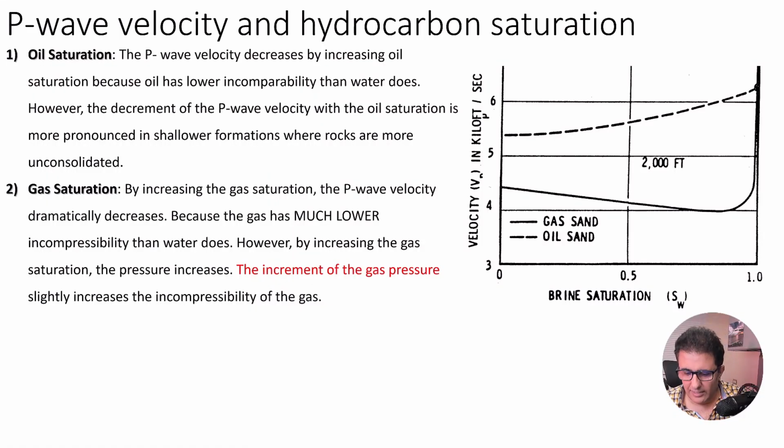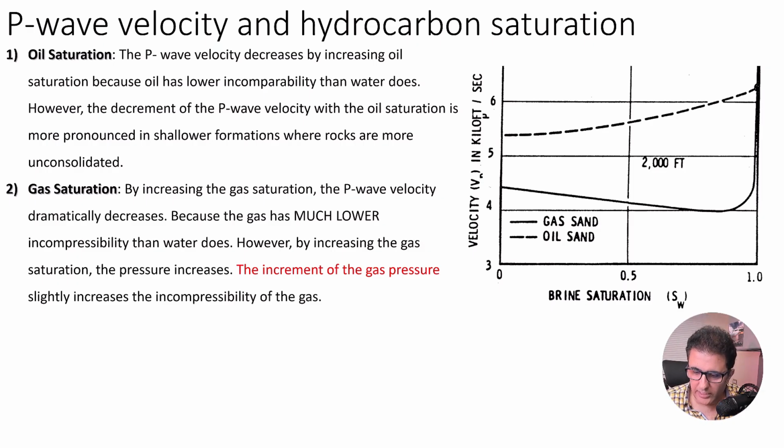So here, another important consideration is the fluid in the formation. Something that you may notice here, if we deal with an oil and gas reservoir, oil and gas in general have much lower incompressibility compared to water, and as a result, if we have some hydrocarbon saturation in the formation, the seismic velocity should decrease in the formation.